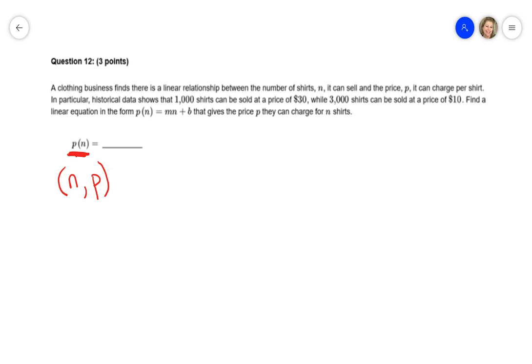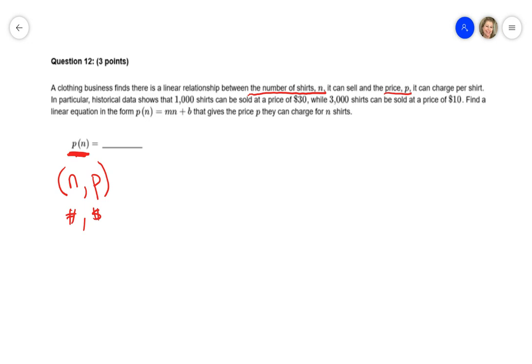But it says P of N, so that's like F of X. F of X is actually your Y coordinate, and X is your X coordinate. So P of N, the P is your Y coordinate, and N is your X. So N is the number of shirts, and P is the price, all right? So this has to be the number of shirts, and this has to be the dollar amount.